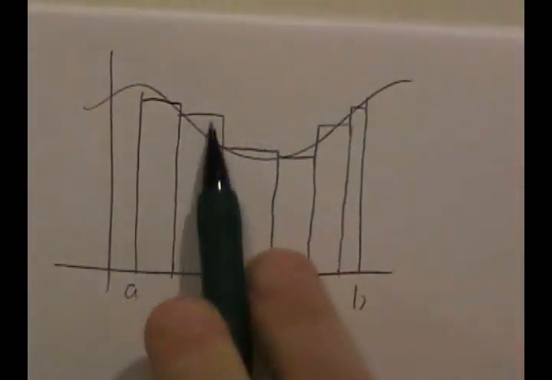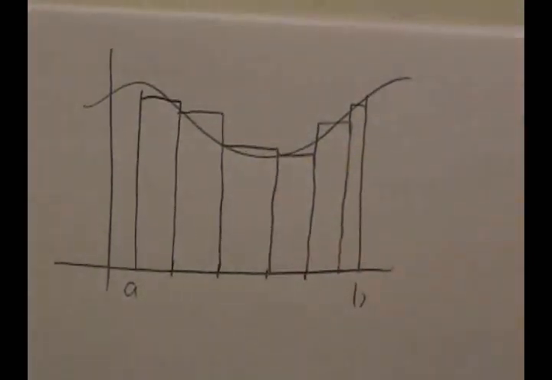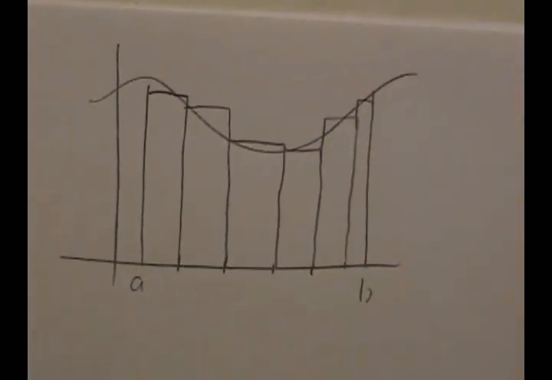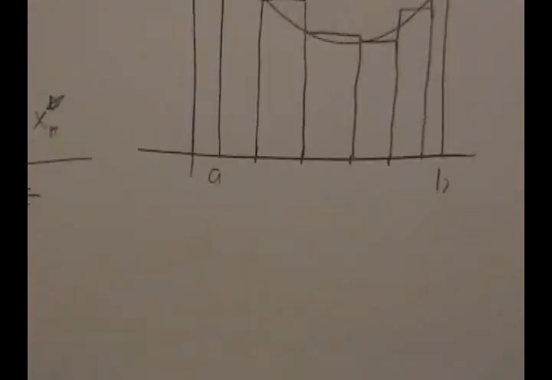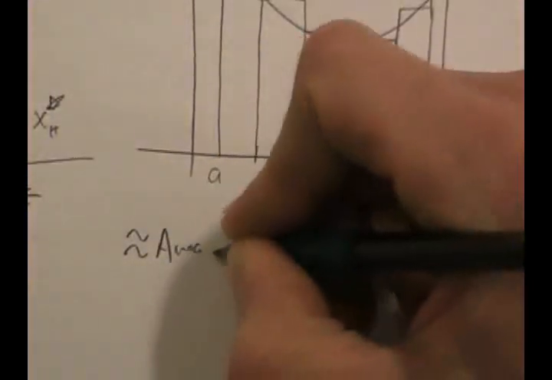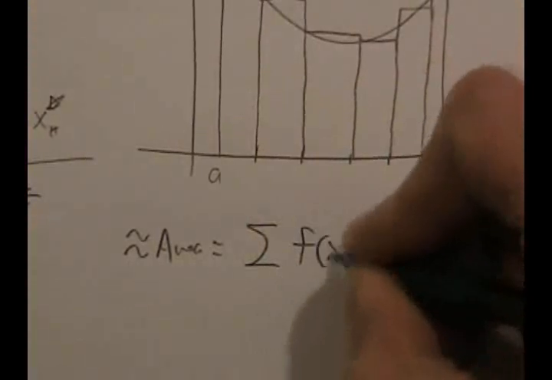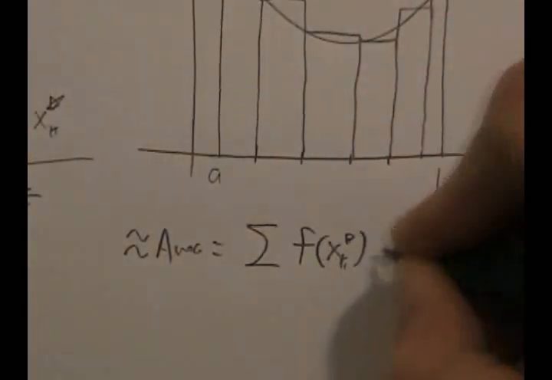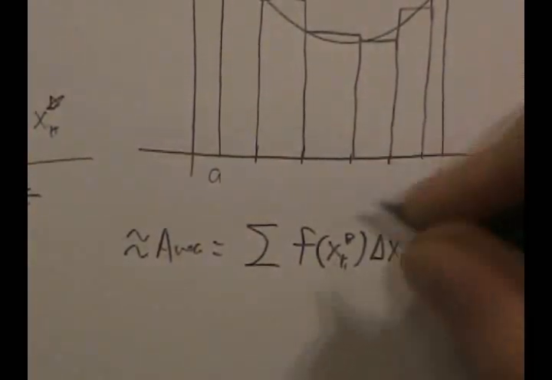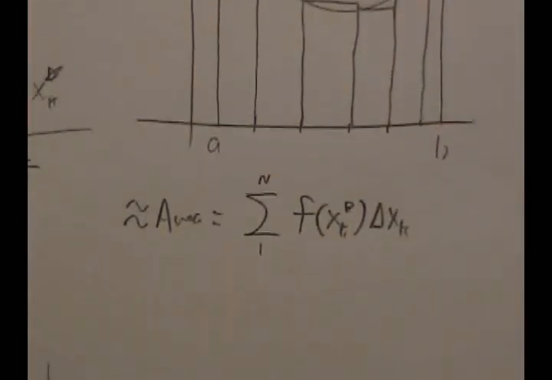Like clearly this one is an overestimate of this strip here. But as we use more and more of them, it's going to matter less and less which ones we pick. So we're going to say that the approximate area equals the sum of f of x k star delta x k from k is 1 to n. That's just the approximate area.